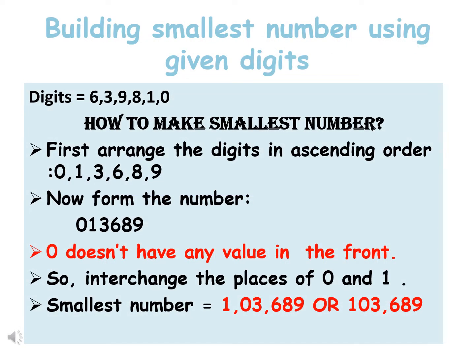Now let's try to build the smallest number using given digits. For example, I have 6 digits: 6, 3, 9, 8, 1, 0. If I want to make the smallest number out of these digits, what I have to do is first arrange the digits in ascending order, and then in the order in which I get the digits, I will make the number using the same order. Now I will form the number as 0, 1, 3, 6, 8, 9.